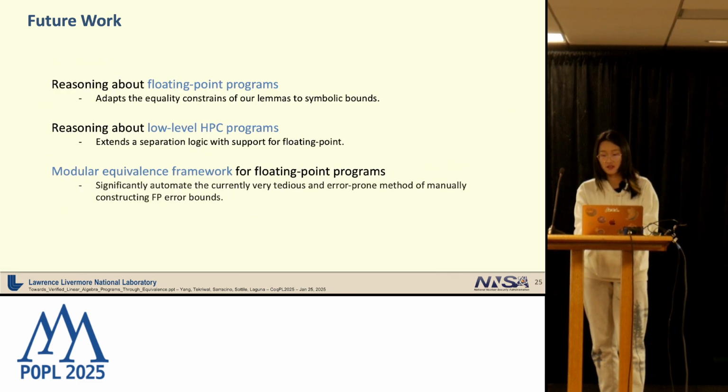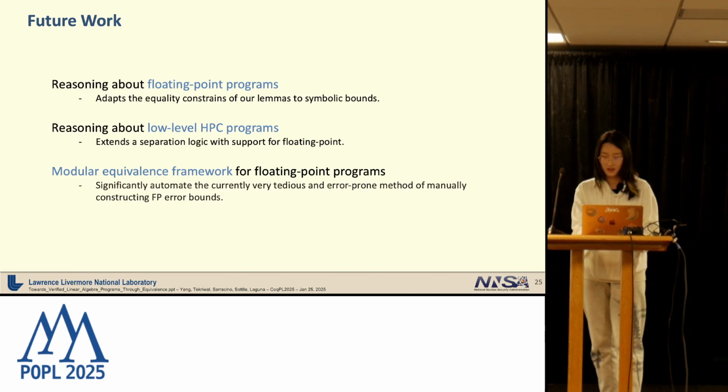And for long-term future work, we're thinking that there could be three possible ways. First, we could reason about floating point programs, and this extension would require first adapting the equality constraints of our lemmas to symbolic bounds, because in real numbers, two vectors being orthogonal means their dot product is zero, but that's not true in floating points because of rounding errors.